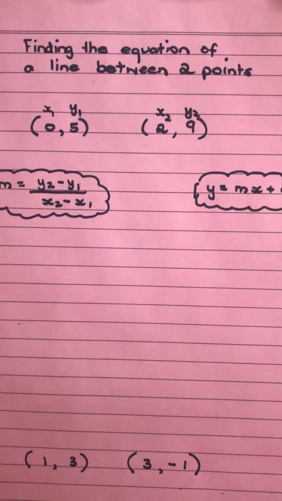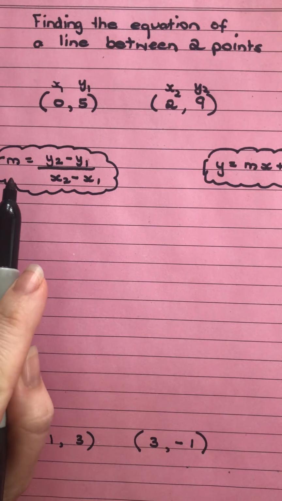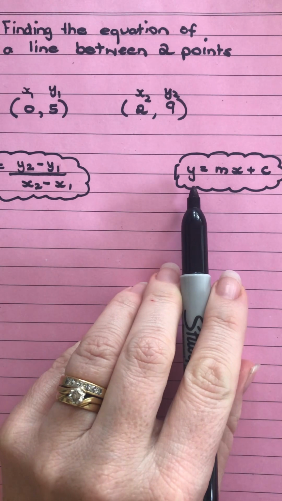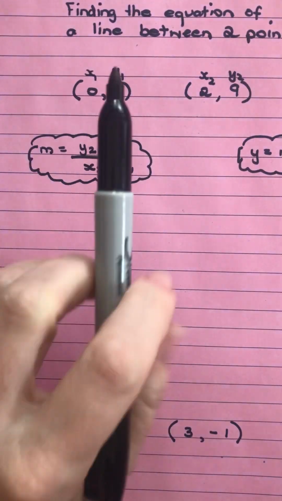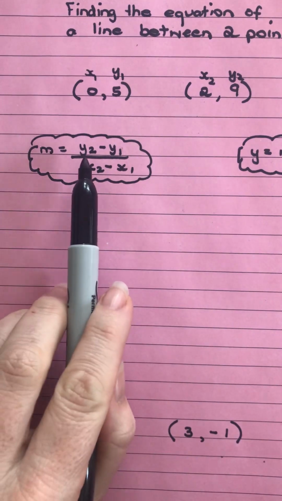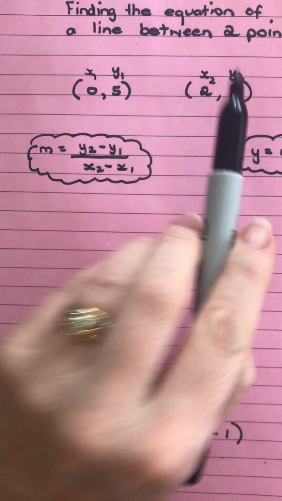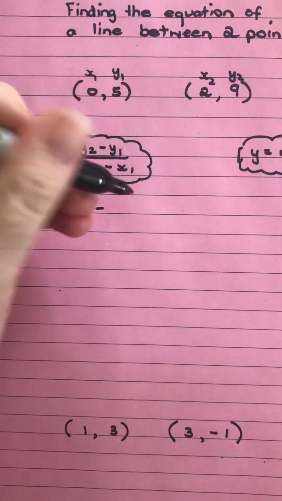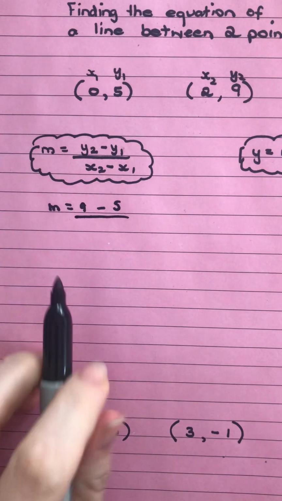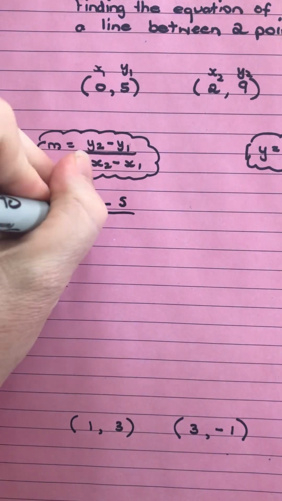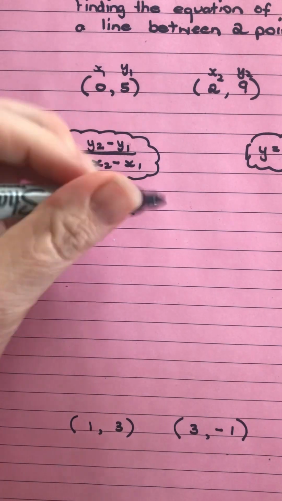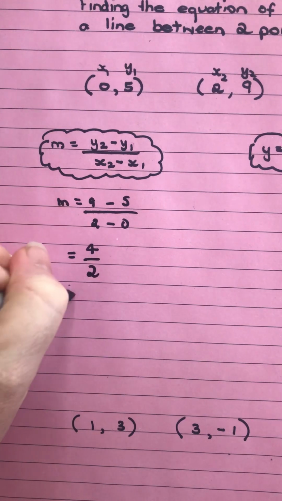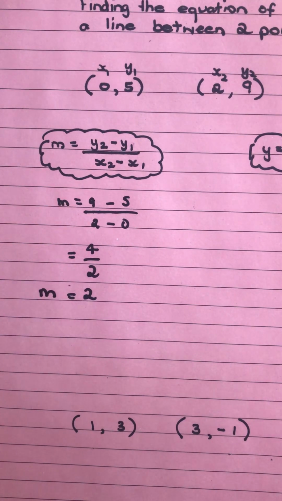So the two equations that we're going to be using for this are our gradient, m equals y2 minus y1 over x2 minus x1, and we're going to use our y equals mx plus c. So to start with, we're going to find the gradient between those 2 points. So I want y2 take y1. So I come up here, my y2 is 9, and I'm going to take away 5. On the bottom, I need my x2, which is 2, and I'm going to take away my x1, which is 0. That's going to leave me with 4 over 2, so my gradient is equal to 2.